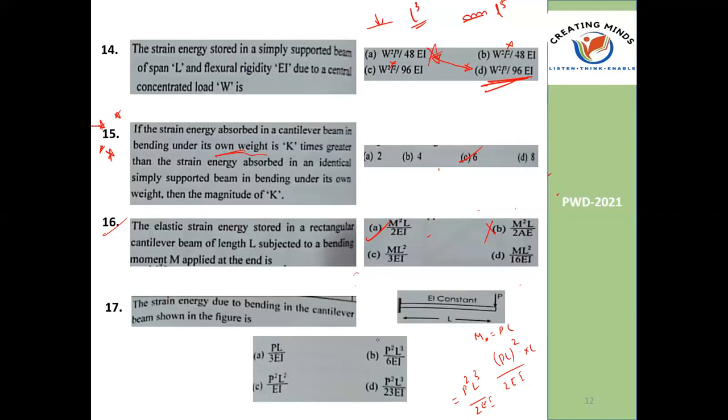Option B, sir. Option B, very good, Naveen. Please check. It is L cube by 3, because we have to integrate. We have to integrate. L cube by 3, and 3 into 2 is 6. How much? Which one is the option? B. Yes, P square L cube by 6.